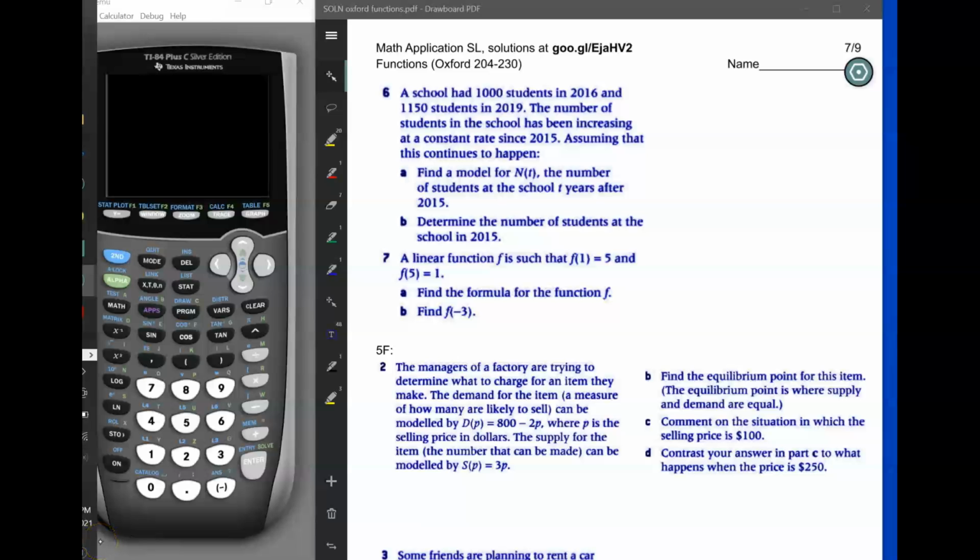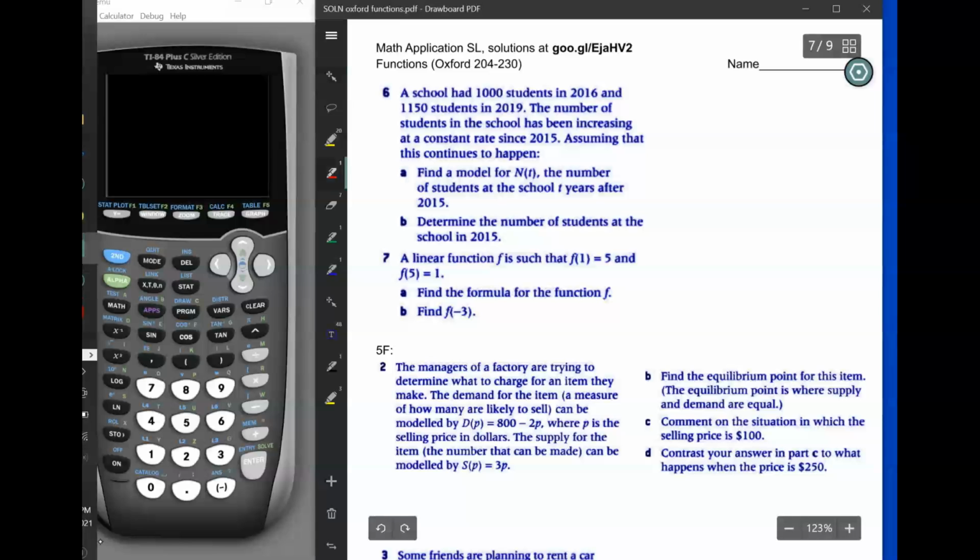Okay, page 7 of functions, number 6. A school had 1,000 students in 2016 and 1,150 students in 2019. The number of students in the school has been increasing at a constant rate since 2015. Assuming that this continues to happen, find a model for n of t, the number of students at the school t years after 2015. Determine the number of students at the school in 2015.